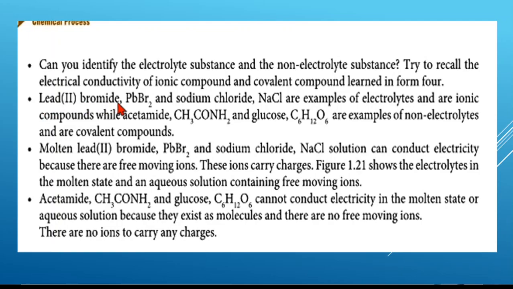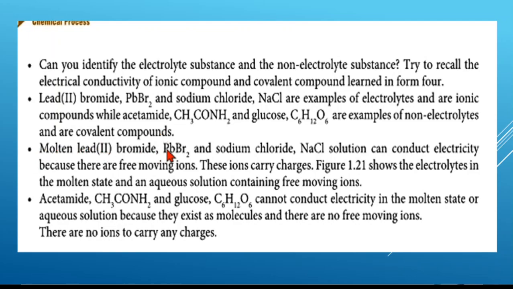Lead(II) bromide, PbBr2, and sodium chloride are examples of electrolytes and are ionic compounds, while acetamide, CH3CONH2, and glucose are examples of non-electrolytes because they are covalent compounds.